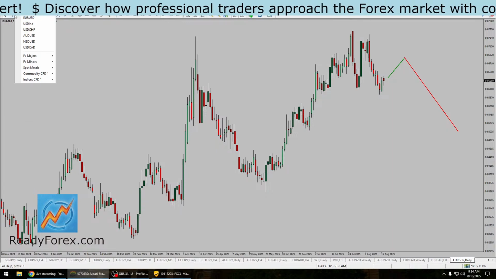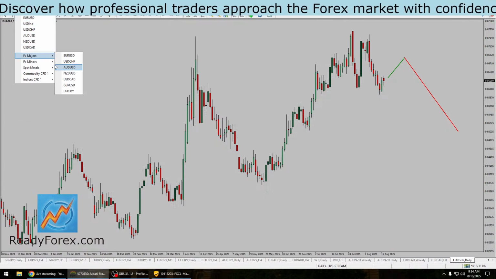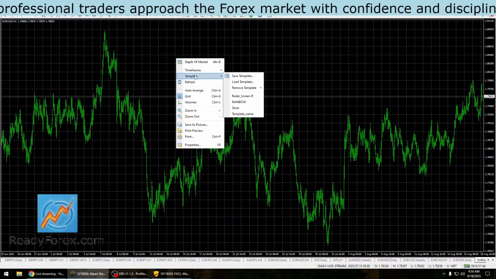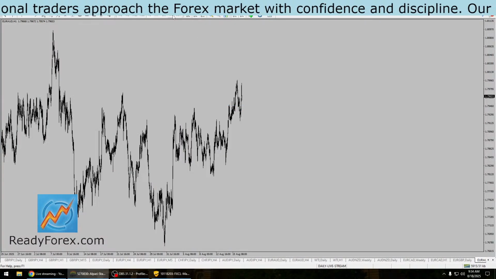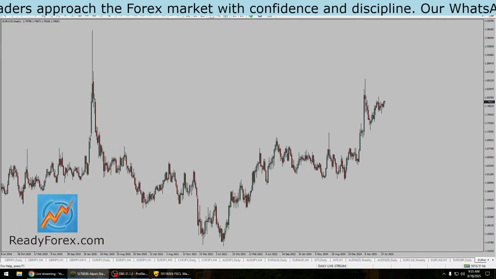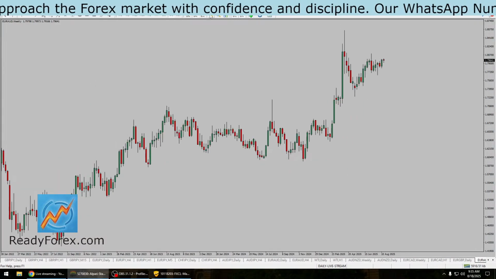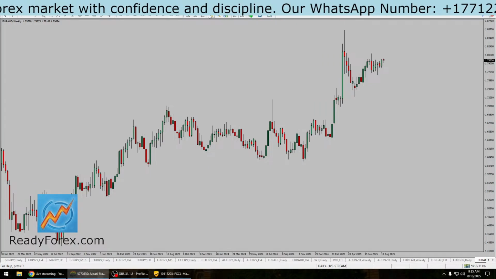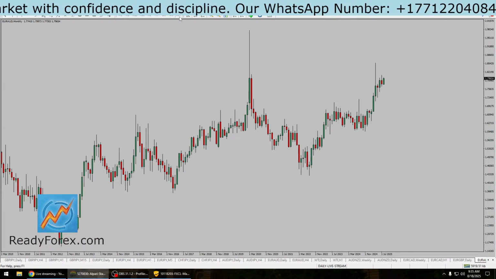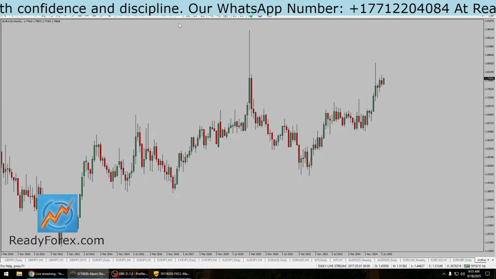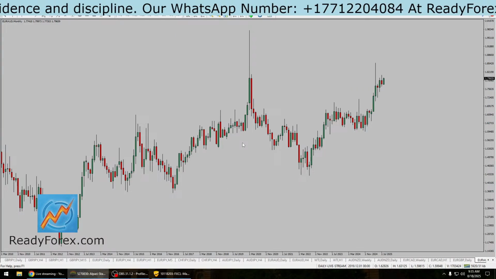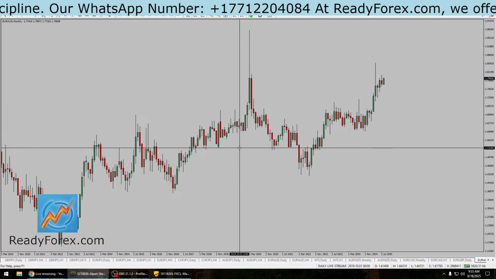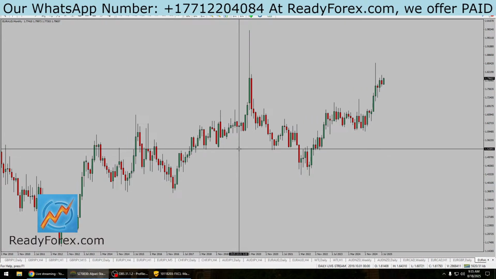Okay, let's go over to the Euro AUD. Euro AUD, big rally over here, then a top. Market is trying to fall back down over here. These things usually go up. Okay, this was the support over here.